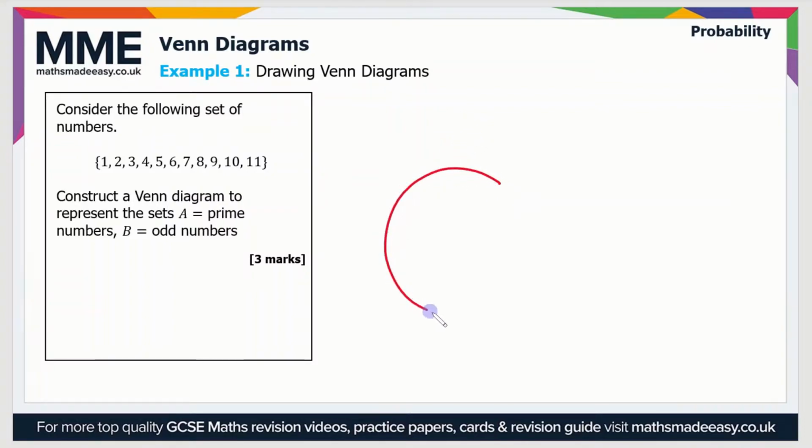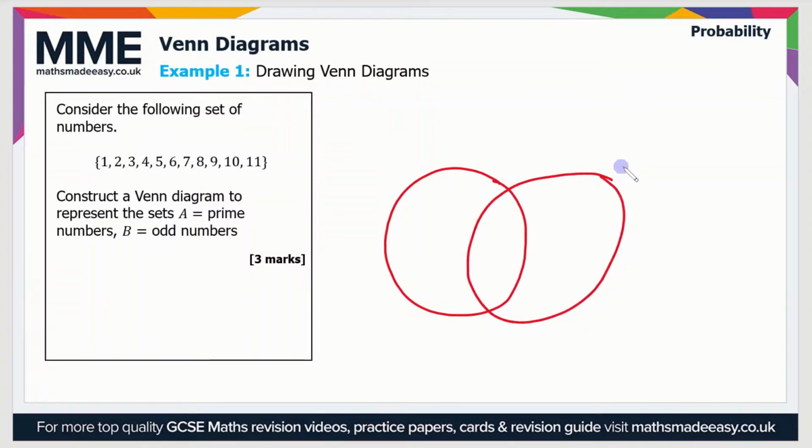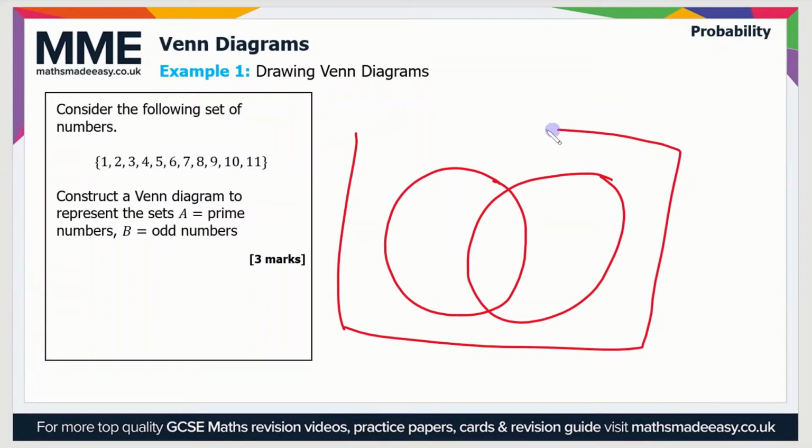So let's draw our Venn diagram. We have two circles, like so, with an intersection between them, and then remember to draw the box around the two. That'll include any that don't come into A or B. We can label the two circles A and B. A is prime numbers and B is odd numbers.